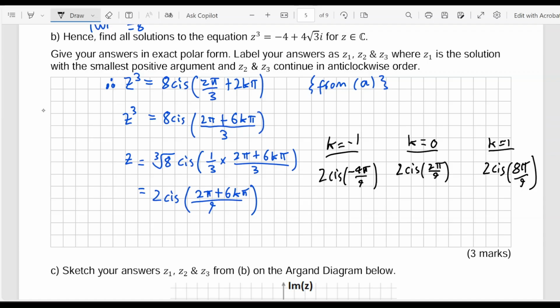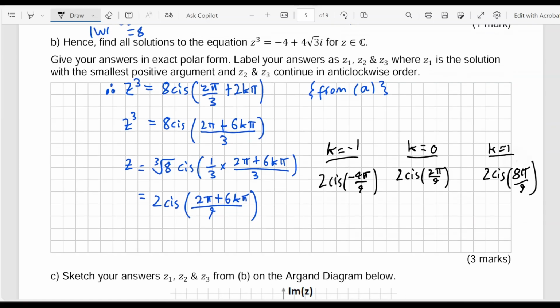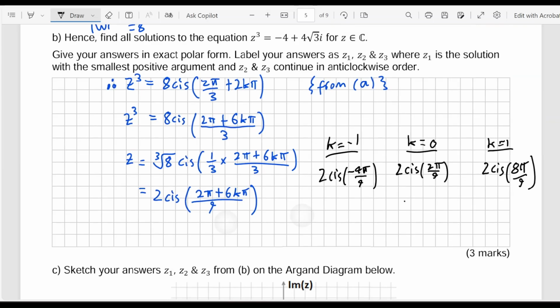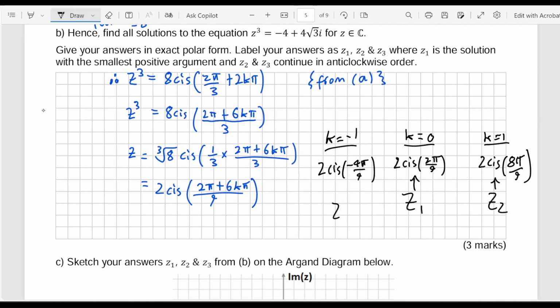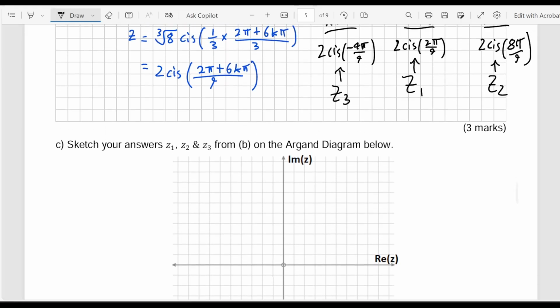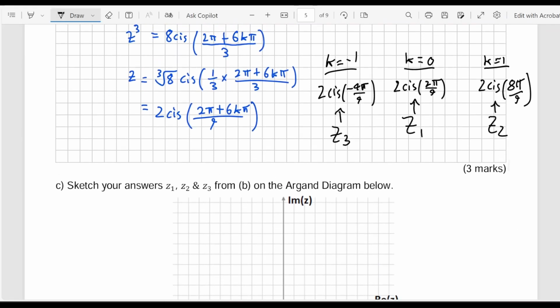I want you to label them as Z1, Z2, and Z3. Z1 has the smallest positive argument. So really crucially, this one here is Z1. Z2 has the next biggest argument, and Z3 wraps around again to be that number there. Okay. Sketch your answers on the argand diagram below.